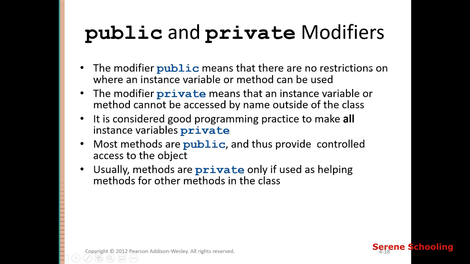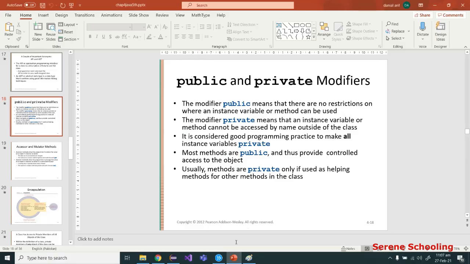So as you know, public means any member can be accessed anywhere, right? And private means that instance variables can't be accessed out of the class, or functions can't be accessed out of the class. So let's see what we mean by that.